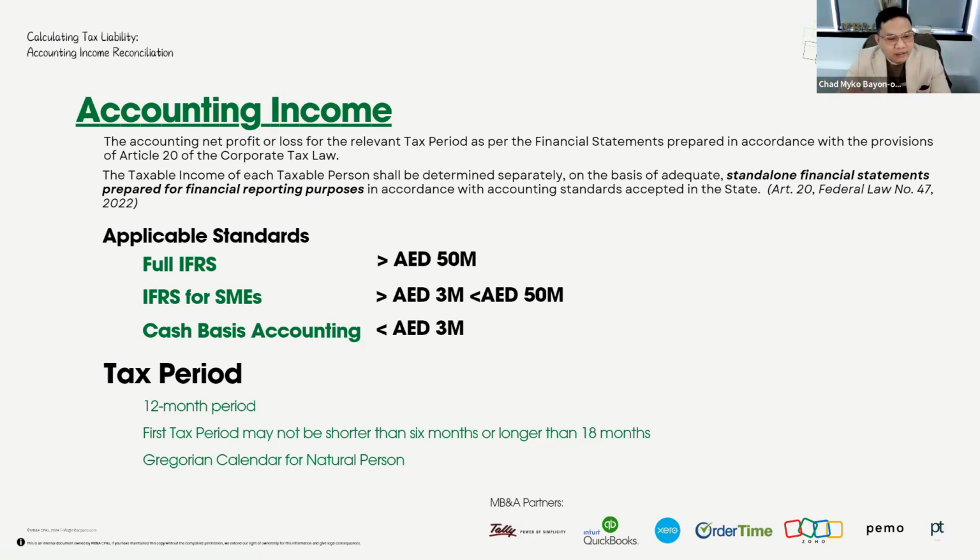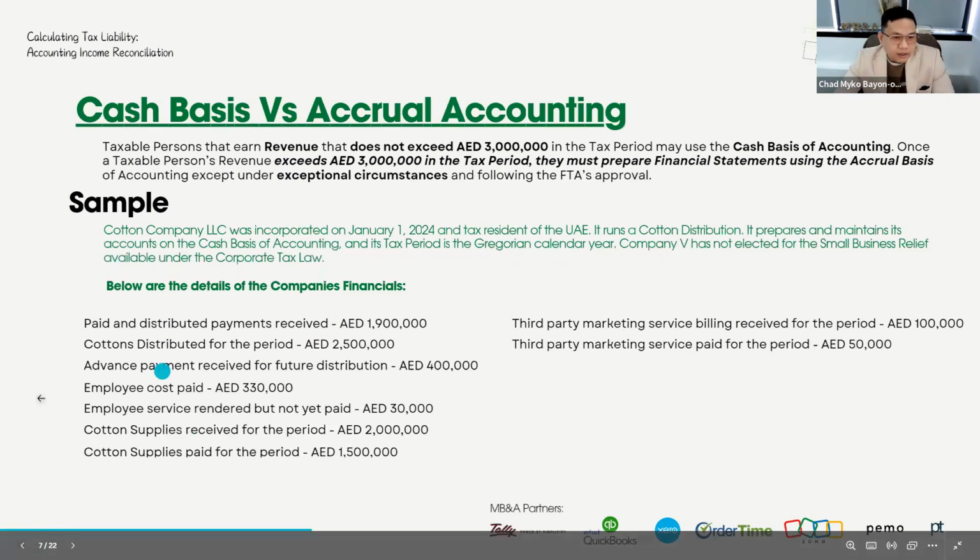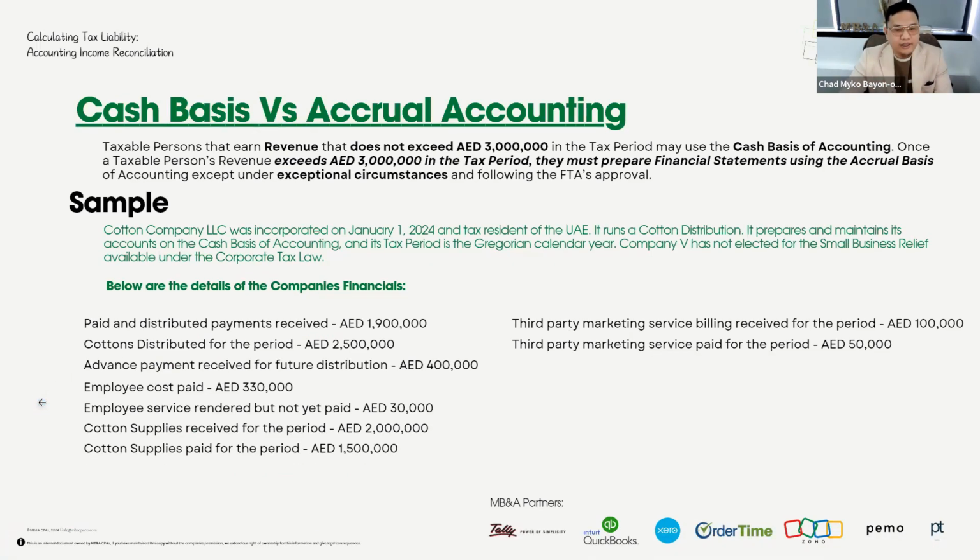So when I say full IFRS and IFRS for SMEs, that is considered as accrual accounting. And the cash basis accounting is based on the movement of your cash. Whether you have received cash, that will be considered as your sales. And if ever you paid cash, that will be considered as your expenses. Now let's see the difference between the two. So we have an example, okay?